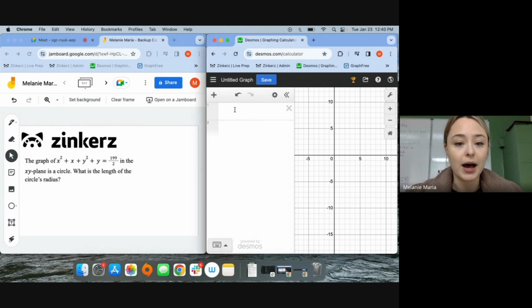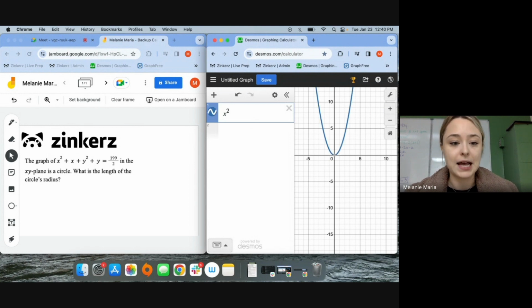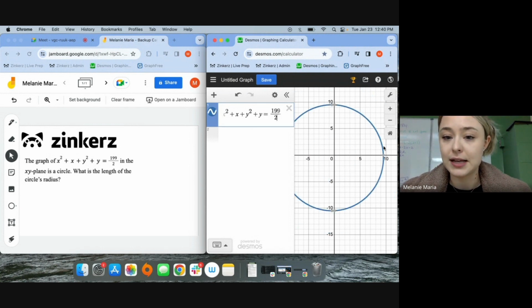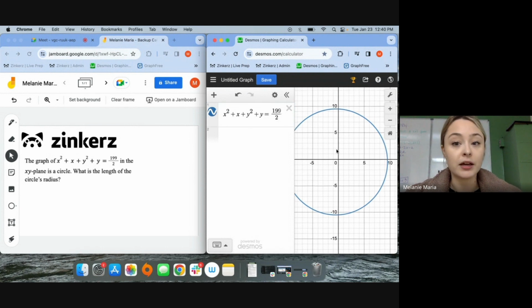So I'll start by typing in this equation of the circle exactly how I see it here. Again, no need to complete the square. Making sure I'm typing it in exactly how I see it. And then here is my circle.